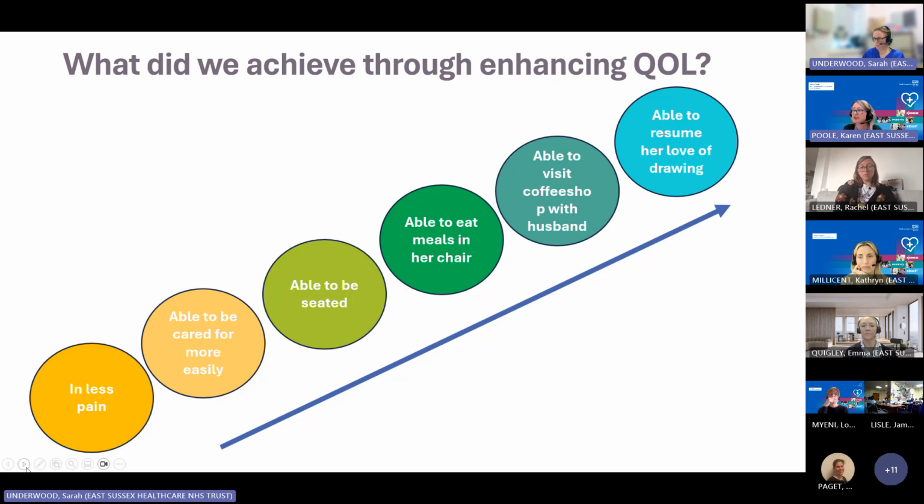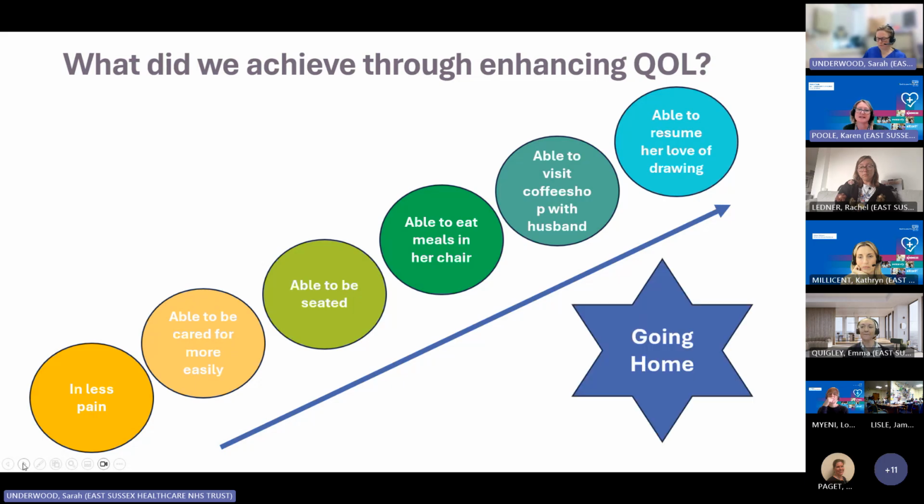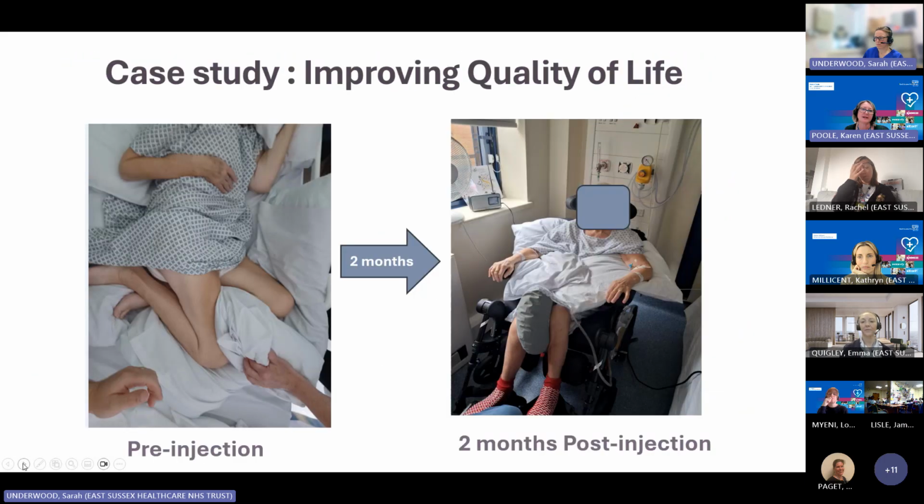She ate her meals in a chair. She hadn't done that for probably a couple of months, and she went to the coffee shop with her husband, and she was able to resume her love of drawing. And ultimately, this lady went home. And this was not on her plan. Her plan was to go into a care home. So just finally then, this is what we started with on the left, and this is her 2 months post injection. Thank you.